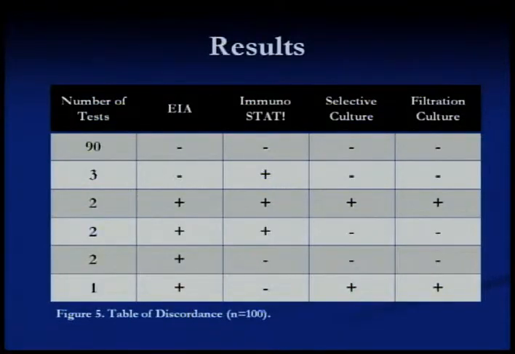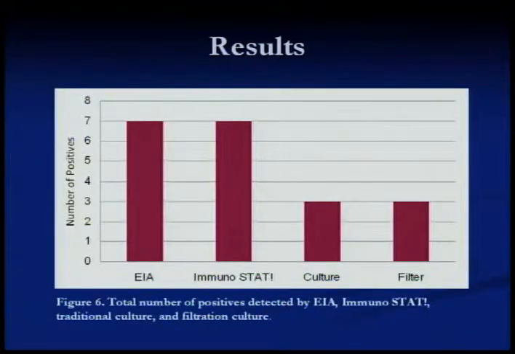Figure 5 shows a table of discordance with 100 samples. The majority of tests yielded a negative reaction, thus indicating a negative detection of Campylobacter. Figure 6 depicts the total number of positives detected by EIA, the immunostat, and the culture methods. The EIA and immunostat detected 7 positives, whereas culture and filtration detected only 3 positives.